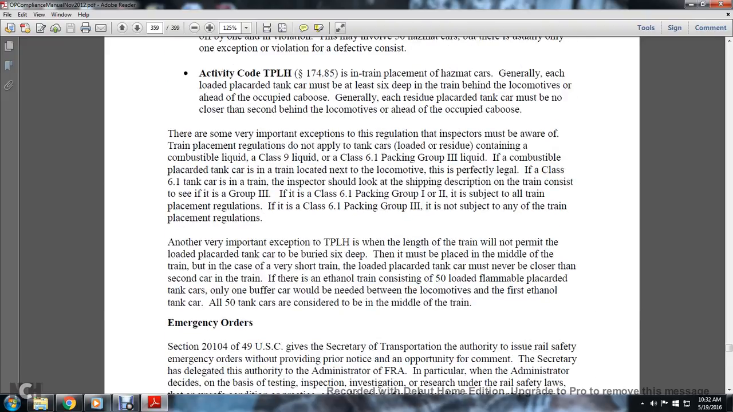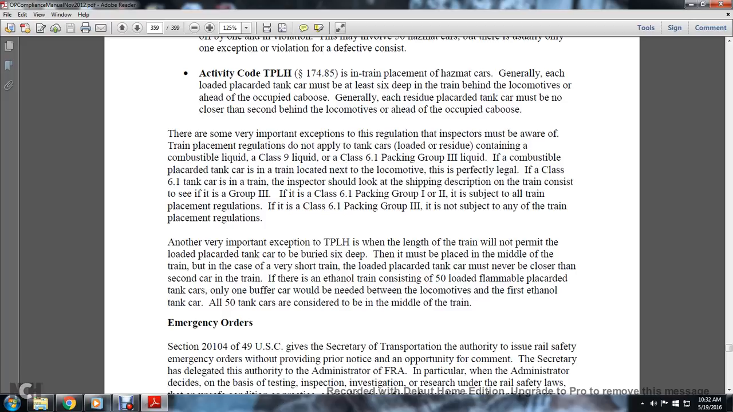There are some very important exceptions to the regulation. The inspector must be aware that the train placement regulations do not apply to tank cars loaded with residual containing combustible liquid, class 9 liquid, or class 6.1 packing group 3 liquid. A combustible flat car or tank car can be located next to the locomotive.